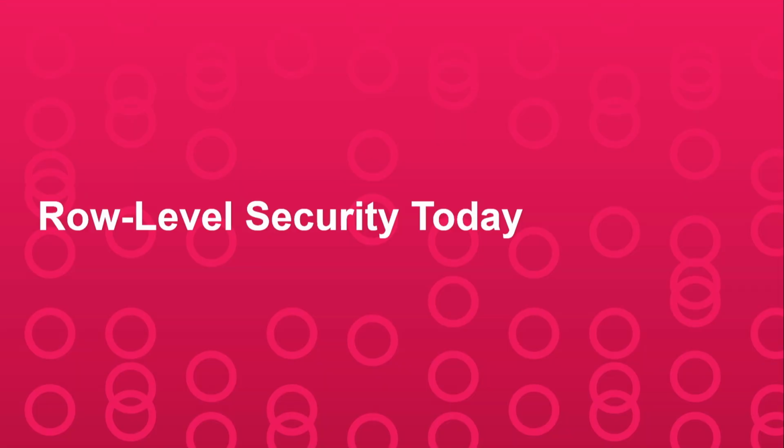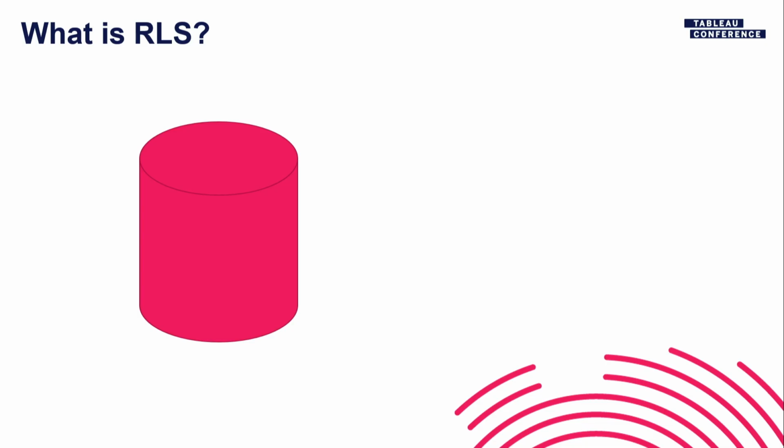So what is row-level security today? Well, first of all, we have to define what row-level security is. So I'll start with a basic definition for the people who are not familiar with it. Row-level security is when you take your data and you implement security at the row level. Yes, so it's not that complicated.